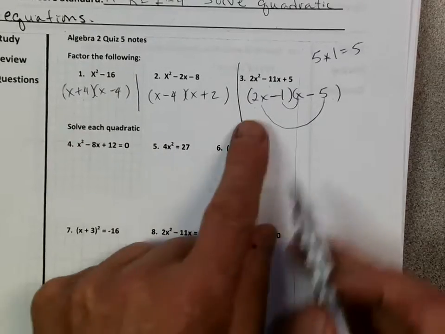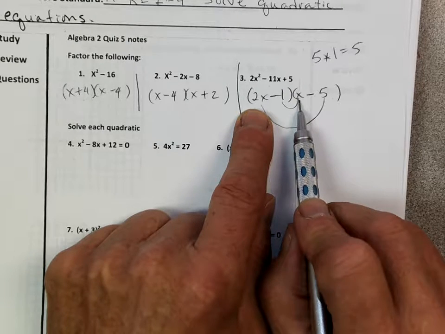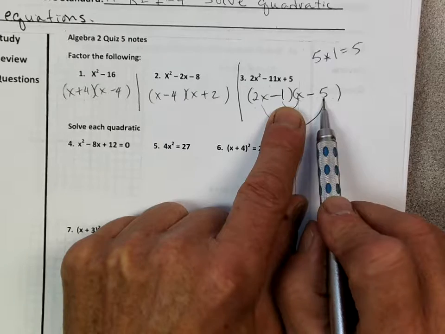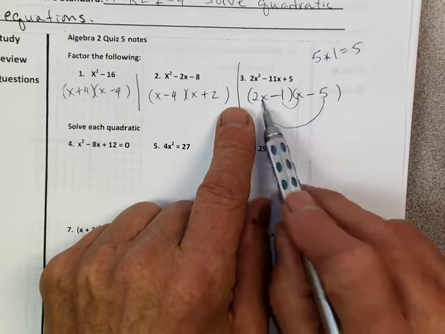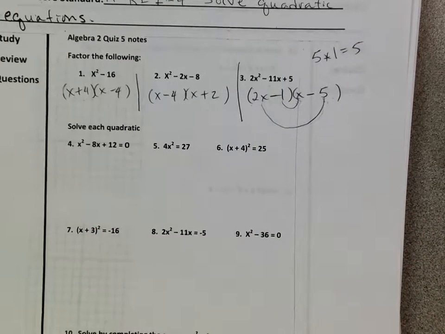So let's check it out. Let's see how this works. Here's my 2x squared. There's my positive 5, right? Negative 1 times negative 5. Where's the 11 come from? Negative 10x, negative 1x makes the negative 11, okay? And that's how you can check. So if you're not sure if you did it right, FOIL it out. See if it works. If it doesn't work, switch some numbers around, or try some different multiples, okay?